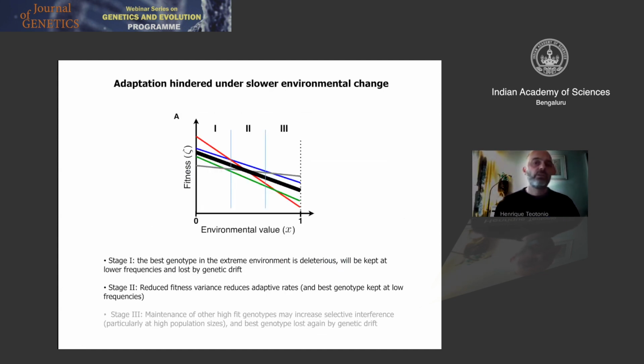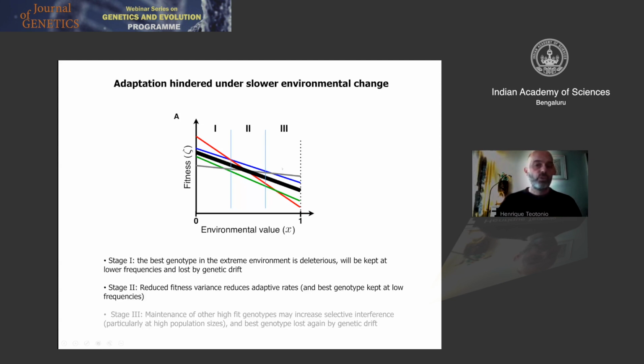adaptation is hindered under slower environmental change if populations depend on standing genetic variation, and we delimit this formally in 3 stages. In the first stage, when the environment is not so challenging, the best genotype in the extreme environment is actually deleterious under density independent conditions, and will be kept at lower frequencies than others, and thus could be lost by genetic drift. At a second stage, when there is crossing of fitness reaction norms, there is reduced fitness variance, and thus, as a consequence, there will be reduced adaptive rates.